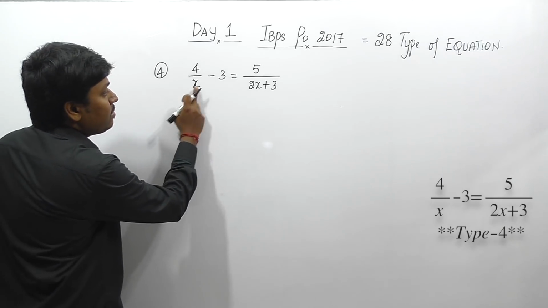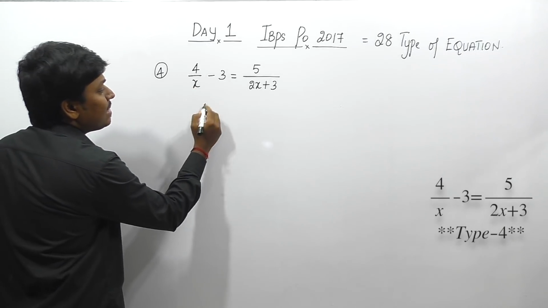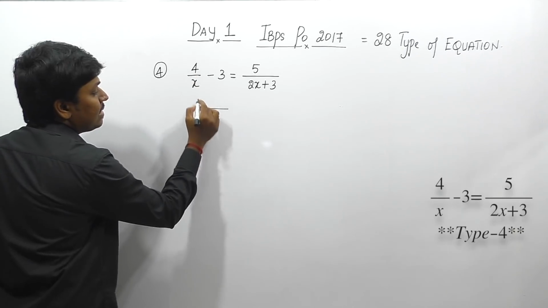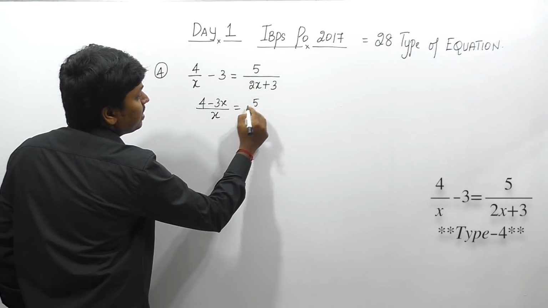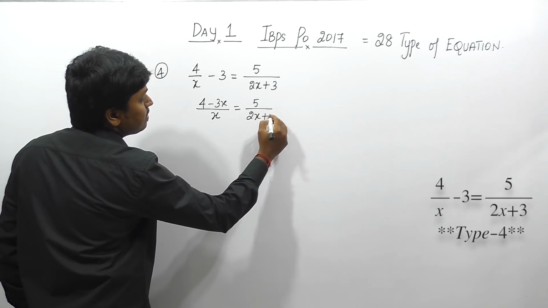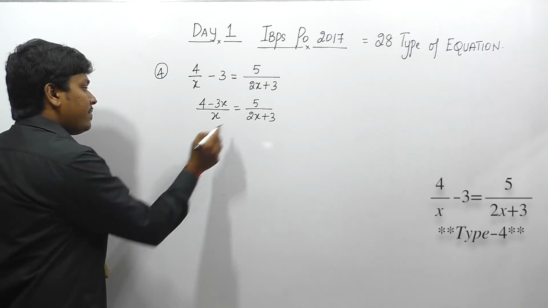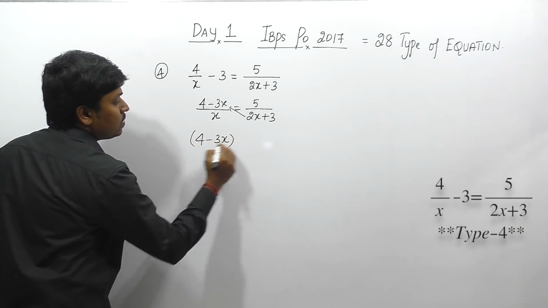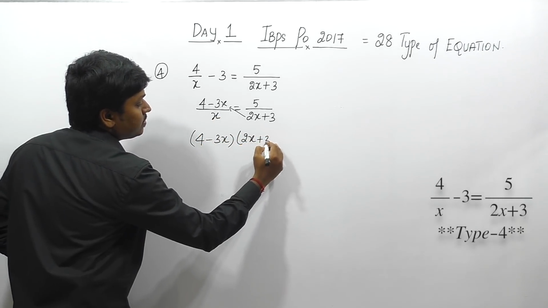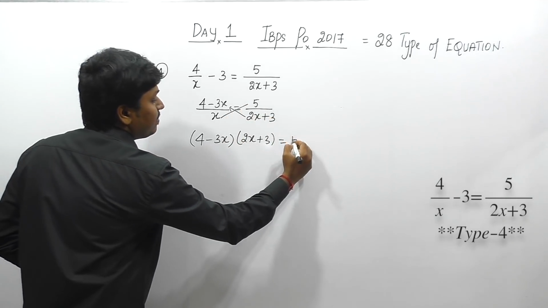Listen here friends, in both the terms, let me do one thing. Take LCM as x. So when we take LCM as x, this becomes 4 minus 3x is equal to, and the right hand side part will be 5 divided by 2x plus 3. So friends, now let me cross this, right? 4 minus 3x. So 4 minus 3x into 2x plus 3. So when you cross this, 5 into x will be 5x.